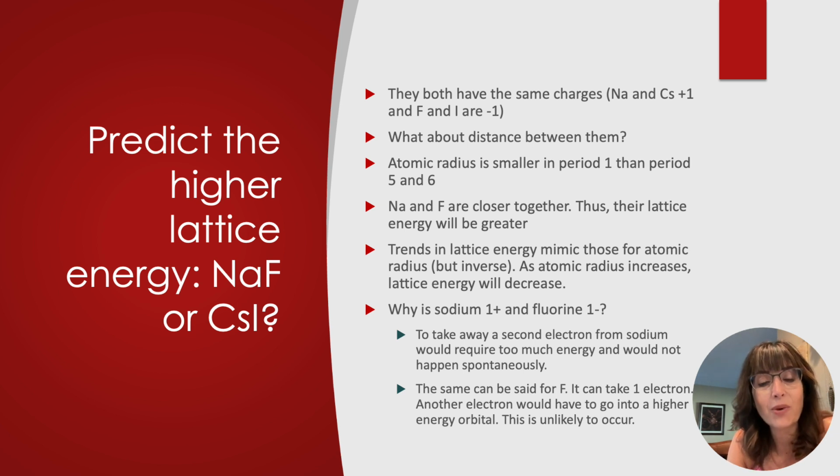Sodium is +1, fluorine's a -1. Why is that? Well, to take away a second electron from sodium would require a tremendous amount of energy. It's not going to happen. Sodium only has one valence electron. And the same could be said for fluorine or chlorine, right? They only need one more electron to have a full outer energy level. And they're not going to take on more than one, because then that means having to move that electron to a higher energy level, and there's just not enough energy for that. If you really want to get into more about orbitals and energy levels, you ought to take an upper level chemistry course. It's actually kind of interesting, but we're not going to get into it right now.